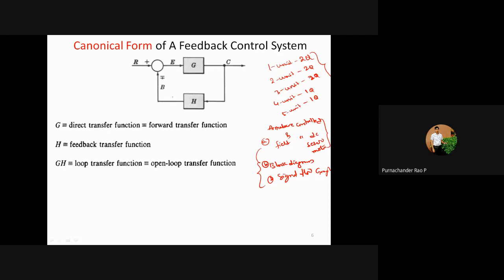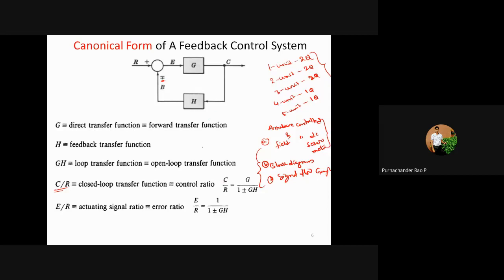For any system, G is the forward transfer function and H is the feedback transfer function. GH is the open loop transfer function, or it can be called the loop transfer function. From this you can estimate the closed loop transfer function, which is given by C by R equal to G by 1 plus or minus G of S. So it depends on your feedback.